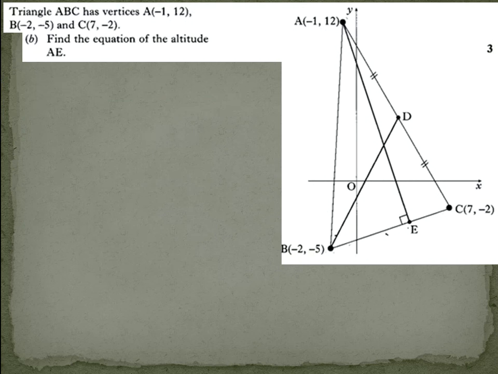Part B, find the equation of the altitude AE. Again, 3 marks, so it says there's a wee bit of working, but should be quite straightforward. So I need to find the equation of the altitude. Altitude is the trigger phrase here. That should trigger, once again, thoughts about special lines and triangles.